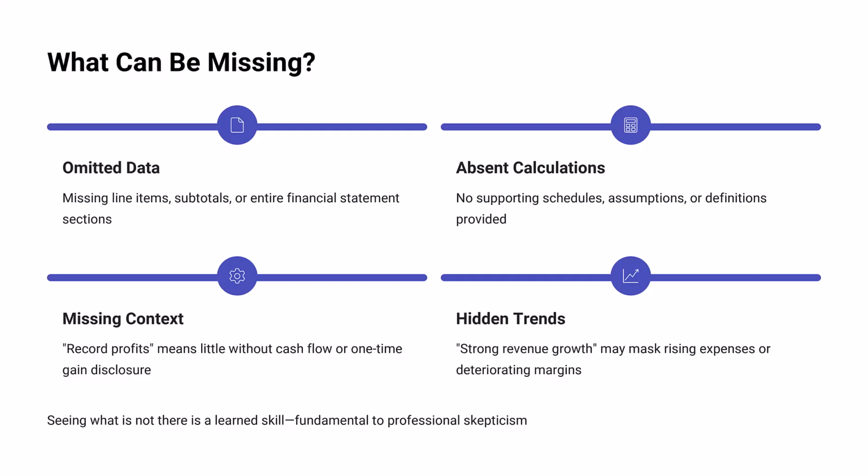Beyond missing numerical data, communications often omit essential context that changes everything. Seeing what is not there is a learned skill and is fundamental to professional skepticism. You must train yourself to ask, what's missing? What should be here but isn't? How does this absence distort the picture?